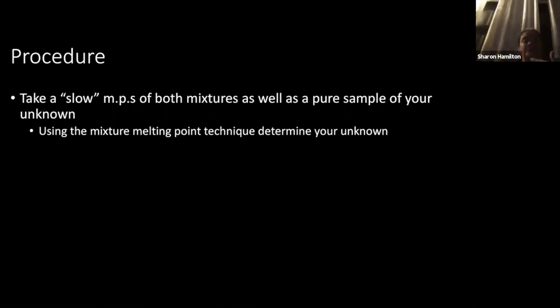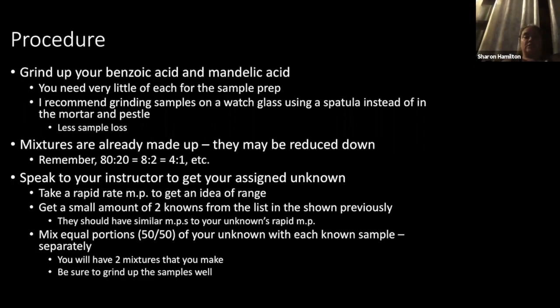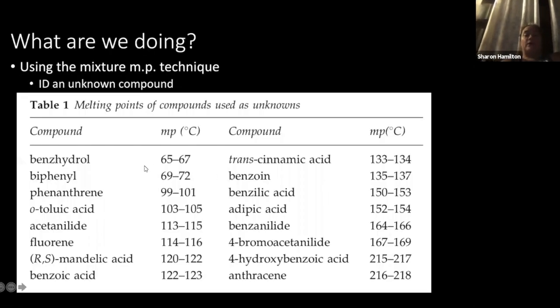Things to remember: if a sample melts immediately when you put it into the melting point apparatus, you need to lower your starting temperature. Mixtures, again, will be at least 10 or 15 degrees below the anticipated melting point. So for example, if I thought my compound was benzhydrol, then I would probably set my temperature to start at 50 in order to look at a mixture of benzhydrol with an unknown compound.